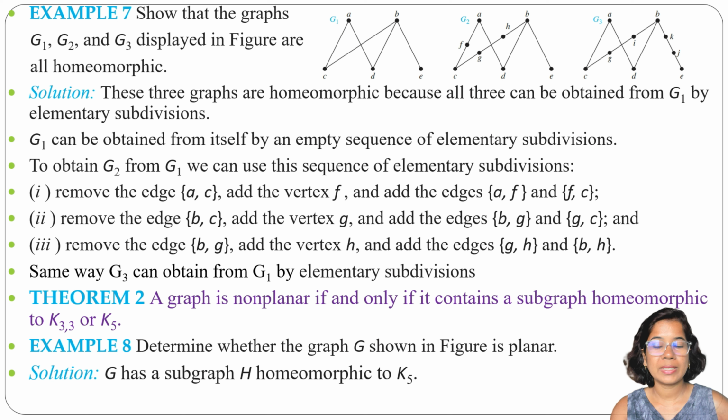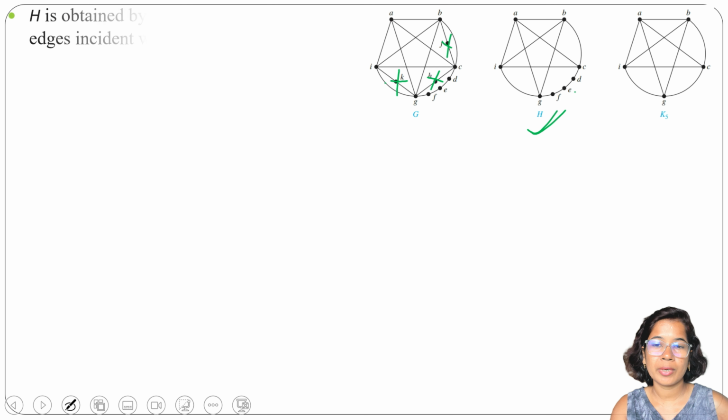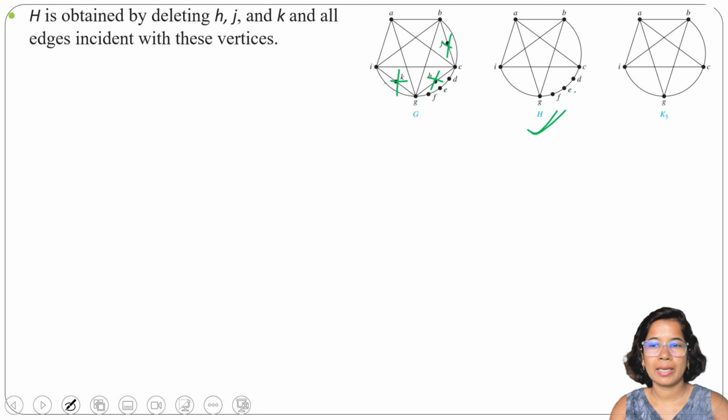We have two graphs G and H. H is a subgraph of G, and we have K5, a complete graph having 5 vertices. From G, if we remove B to J, J to C, then C to H, H to G, and I to K, K to G, then we will get H. By removing some edges, we are getting H. So H is a subgraph of G. The graph H is obtained by deleting the vertices H, J, K and all the edges incident on them. Now this is K5, this is H. You can see that H is homeomorphic to K5.